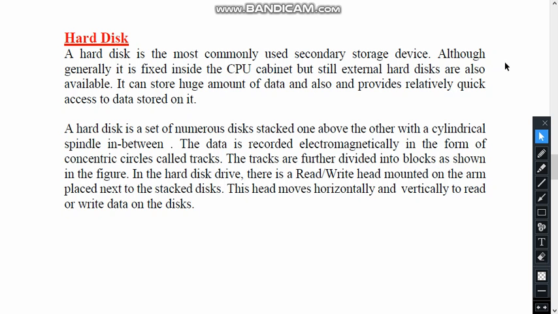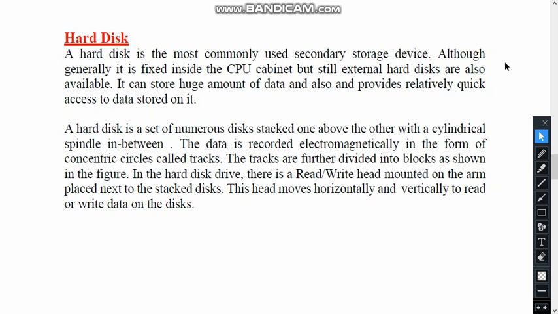In today's lecture, we are discussing the different types of secondary memory. I have already discussed the magnetic tape, the magnetic drum and the floppy disk. Now I am discussing the hard disk. The hard disk is the most widely used secondary device in a personal computer or PC.